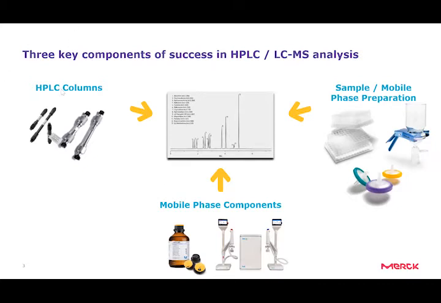There are three key components of success in HPLC and LC-MS analysis. One is HPLC columns. The second one is mobile phase components. And the third one is sample and mobile phase preparation. In this seminar, we are going to focus on the sample and mobile phase preparation.